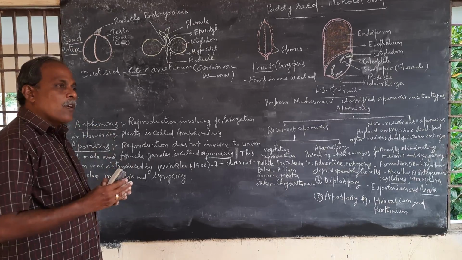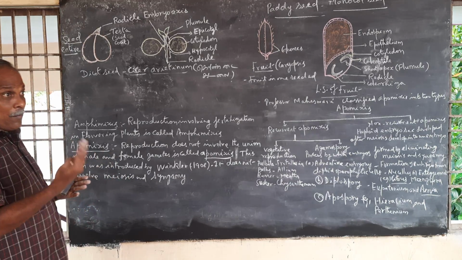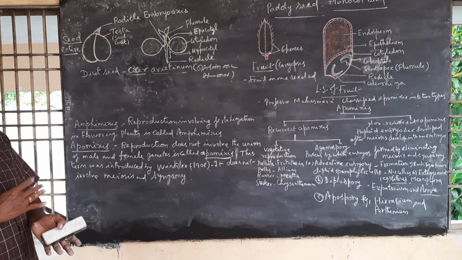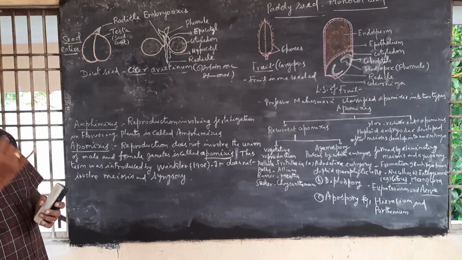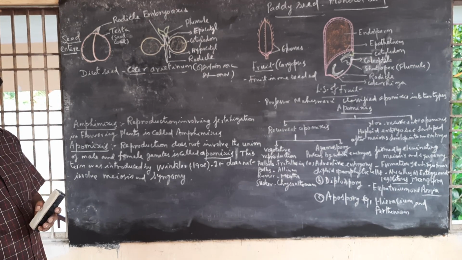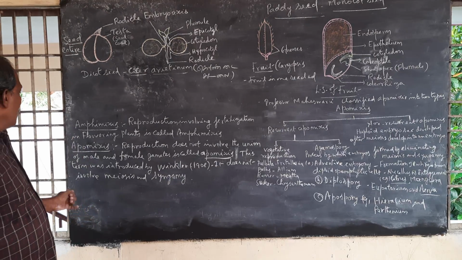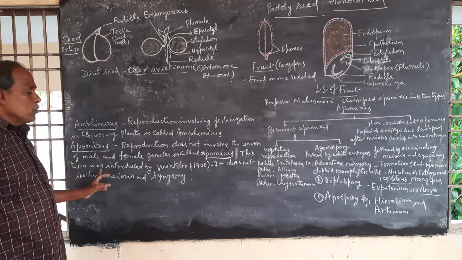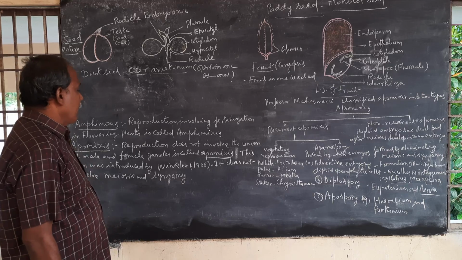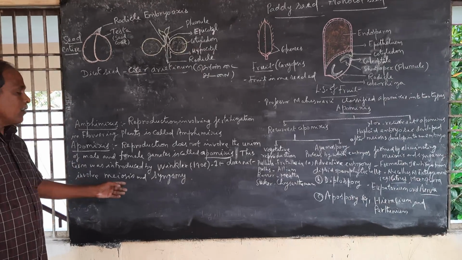Then sometimes what happens here, embryo is formed even without the act of fertilization. Meiosis and syngamy are absent in that. Meiosis, where haploid gametes are formed, and syngamy, the fusion of gametes, are both absent. The term apomixis was introduced by Winkler in 1908. It does not involve meiosis and syngamy.